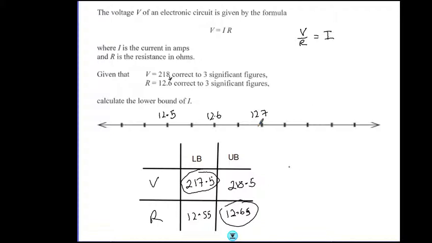So the lower bound for I is going to be 217.5, and I'm going to divide it by 12.65, and that gives me 17.19, and that's it.